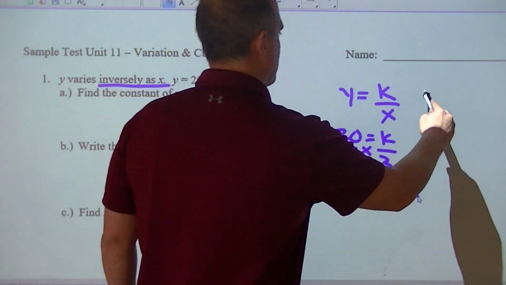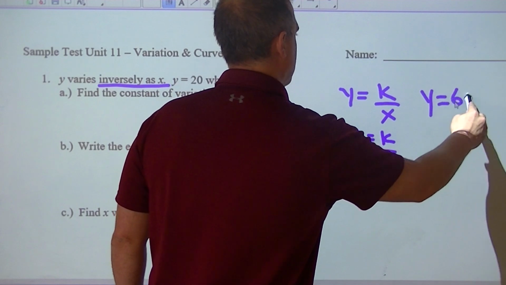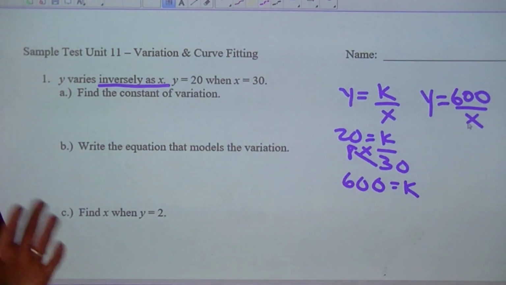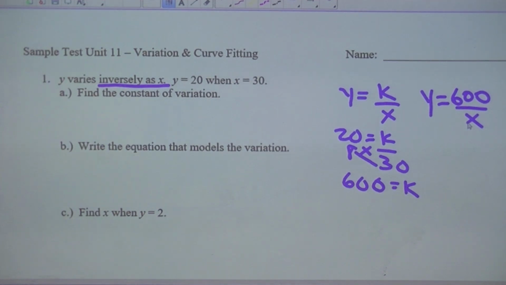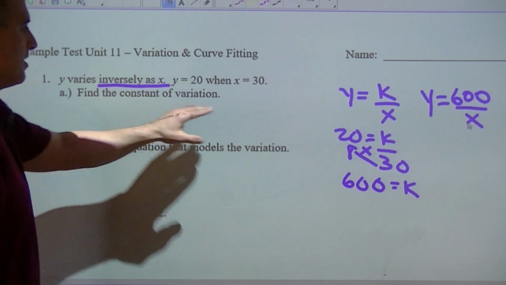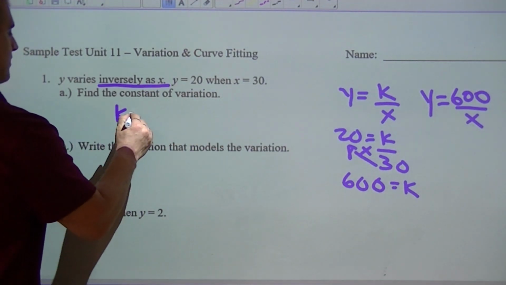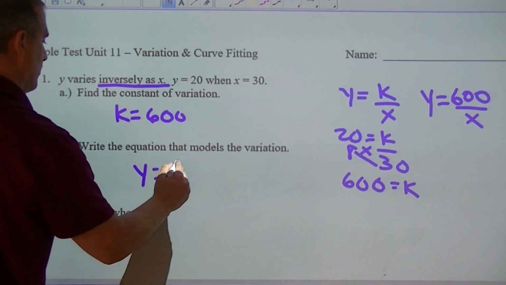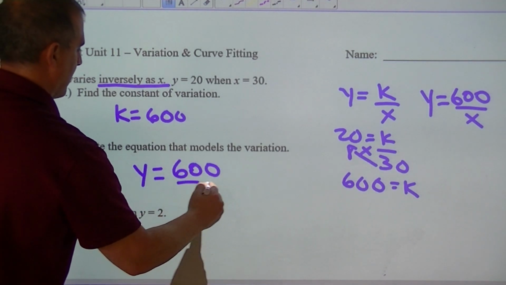And then I want to rewrite this model with the new k in it. So you want to do that every time, regardless. Then we can answer the questions. What's the constant? 600. What's the equation? Y equals 600 over x.